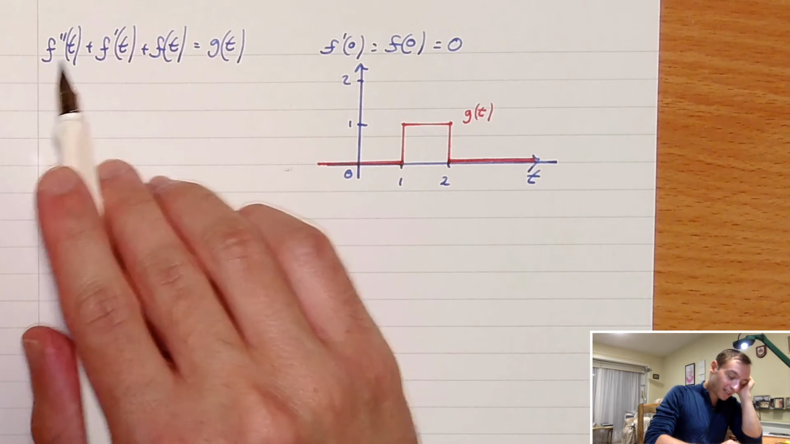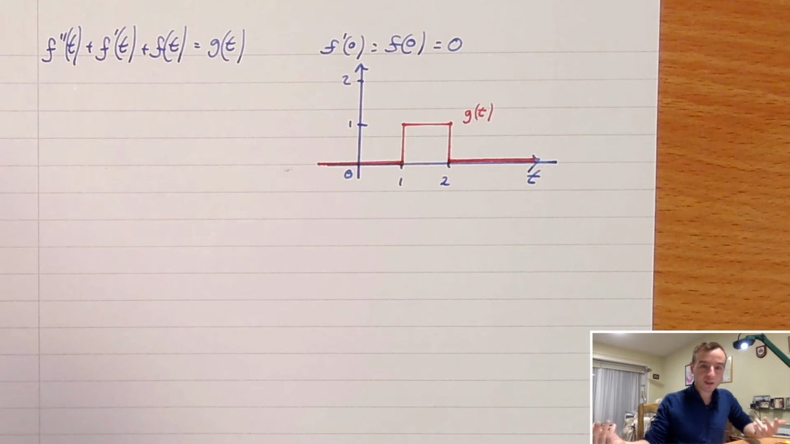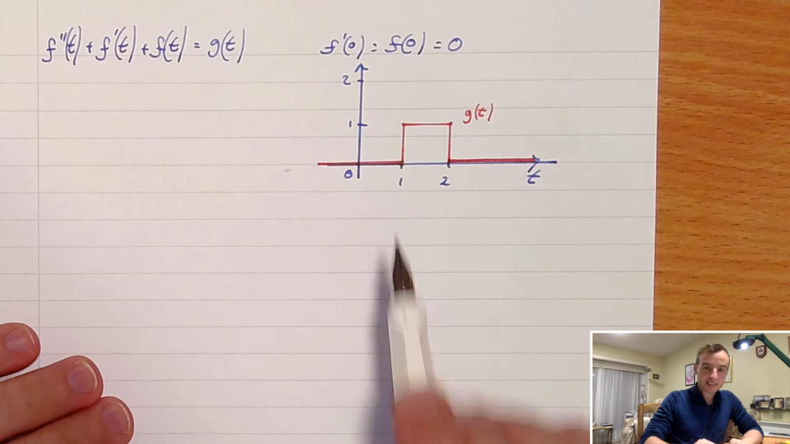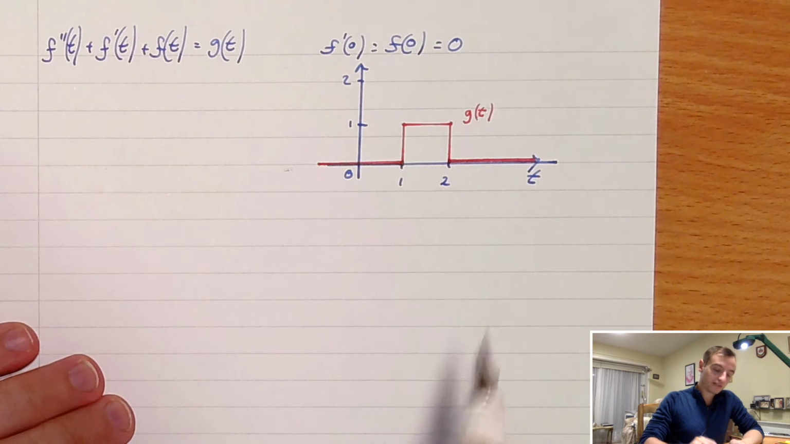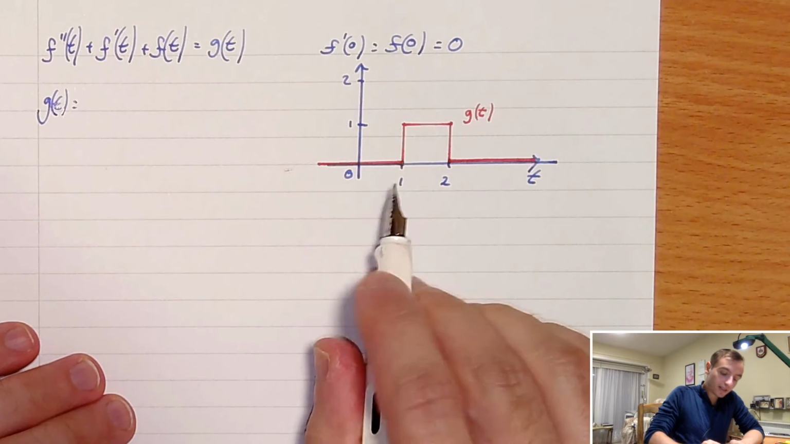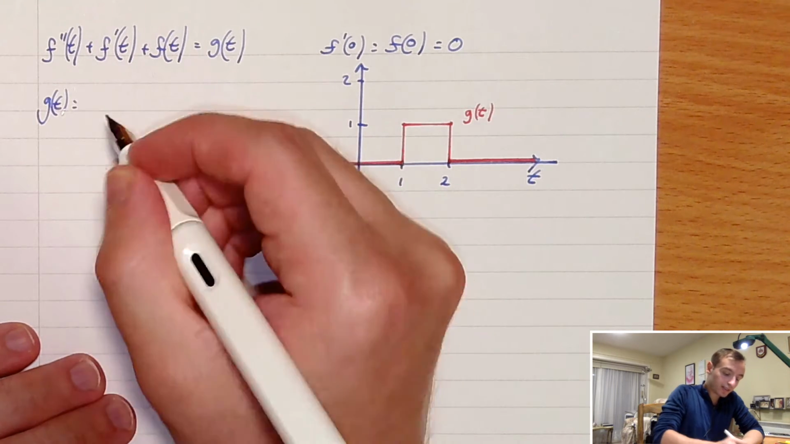So let's have a look. We've got f double prime t plus f prime t plus f of t equals g of t. We're not told what g of t is, but we're given this kind of mapping over here, and we're told that this is what g of t is. So let's first of all describe g of t. We can say that g of t equals, well, the function is 1. It's going to turn on at t equals 1, so let's do that.